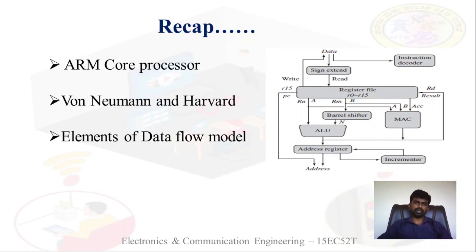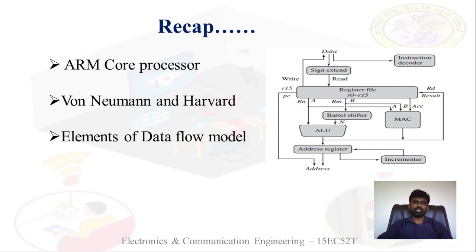Before starting this class, we'll see what we have studied in the previous session. As we know, in the previous session, we have studied some features of ARM core processors. And also, we have studied the difference between von Neumann and Harvard architecture. Then, we have studied the different elements present in the data flow model and details of those elements.